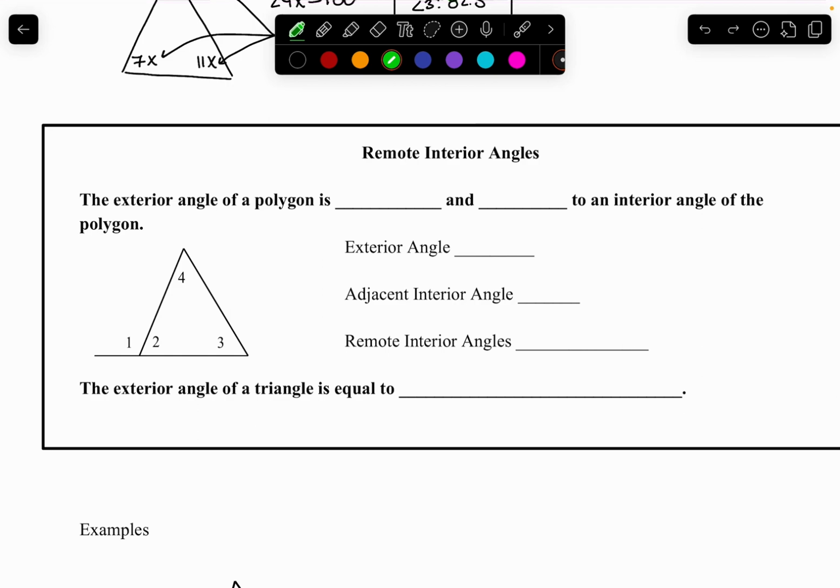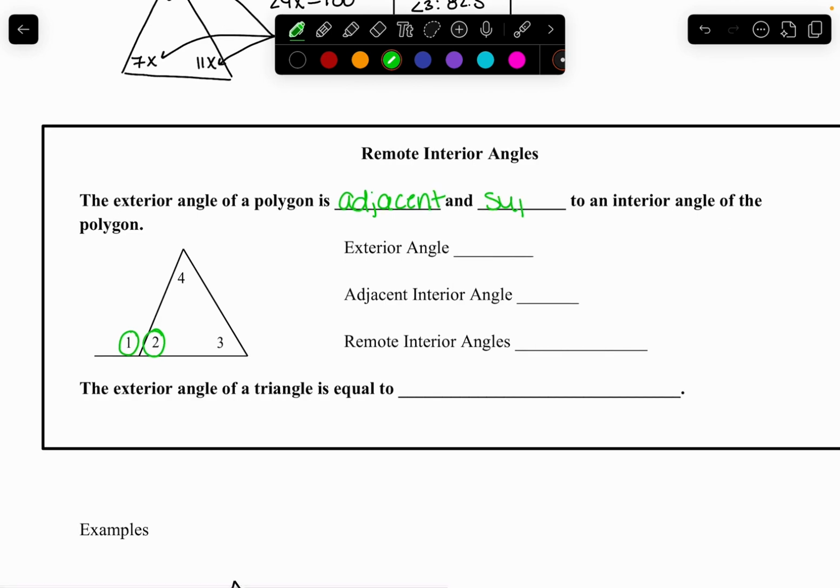So when we look at our exterior angles, exterior angles are always going to be adjacent to an interior angle and supplementary to an interior angle. So if I look at this example here, my exterior angle is angle 1, my adjacent interior angle is angle 2, because these two angles are next to each other. So then what we have to do is talk about the remote interior angles. Your remote interior angles are just the other two angles that you happen to have inside of your triangle. They are the angles that are not adjacent to the exterior angle.